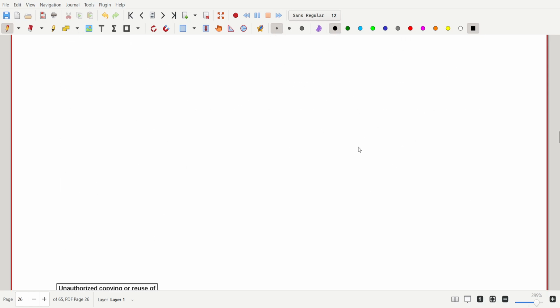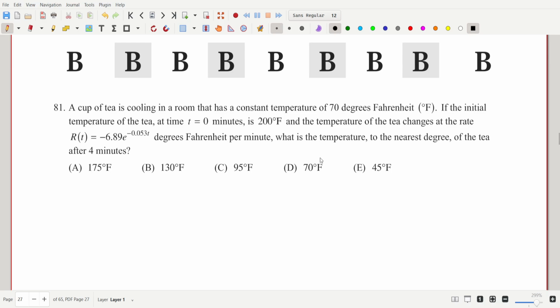Position, yeah, okay, cool. All right, 81. A cup of tea is cooling in a room that has a constant temperature of 70 degrees. If the initial temperature is 200 and the temperature changes at that rate, what's the temperature at 4 minutes? That's 70 plus the integral from 0 to 4 of r of t dt.